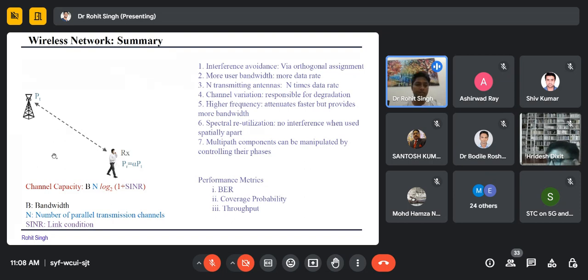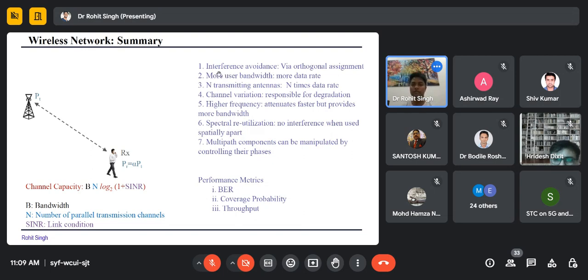Therefore, it increases the data rate that is to be transmitted from the transmitter to the receiver. This is one aspect. This is the channel capacity theorem. I request you to understand and remember this throughout the whole presentation. This is the backbone and base of wireless communication. Other essential aspects are summarized here.